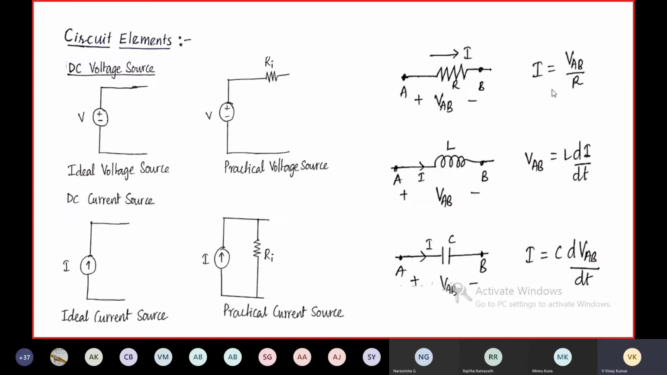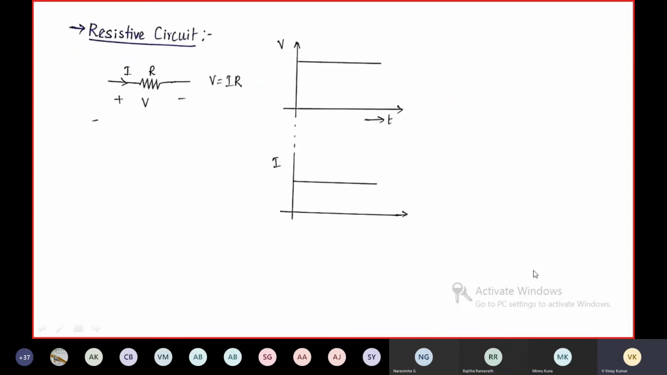Coming to the voltage-current relationship, for the resistor V is equal to IR. For the inductor, V is equal to L dI by dt. For the capacitor, I is equal to C dV by dt.